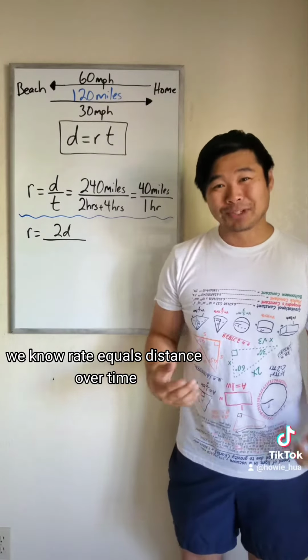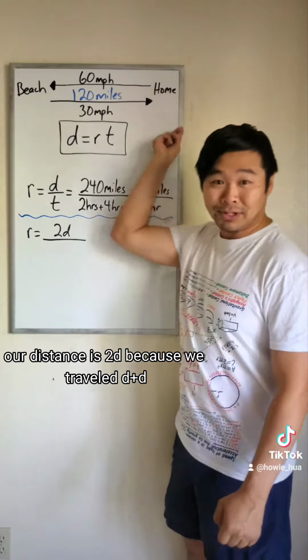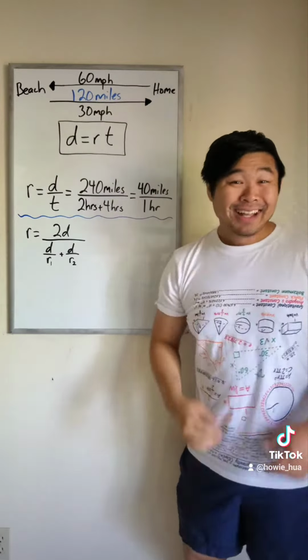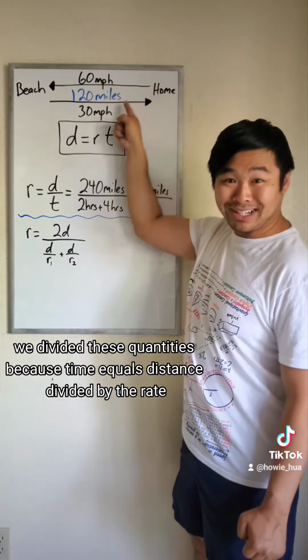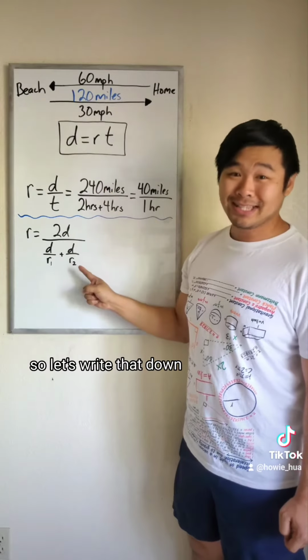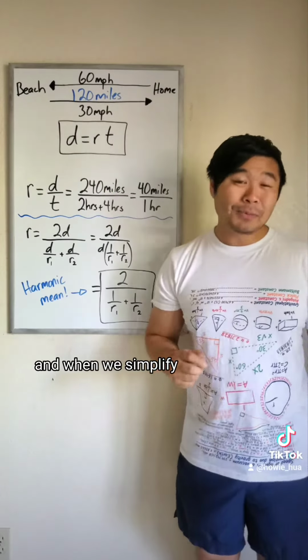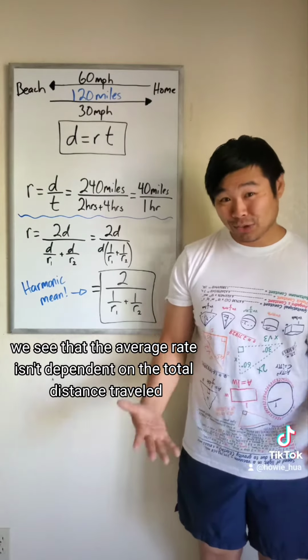We know rate equals distance over time. Our distance is 2d because we traveled d plus d. Now let's talk about the time. Over here, we divided these quantities because time equals distance divided by the rate. So let's write that down. And when we simplify, we see that the average rate isn't dependent on the total distance traveled.